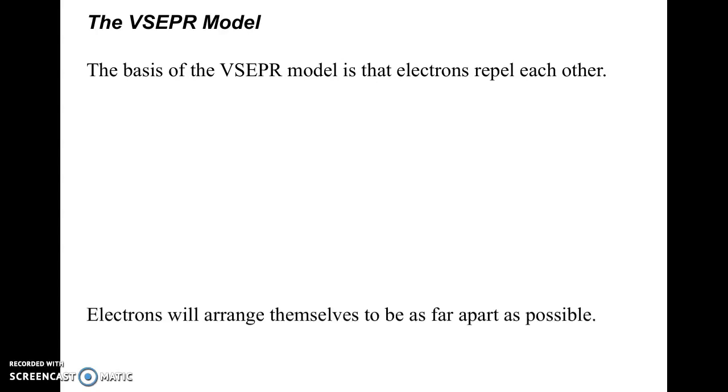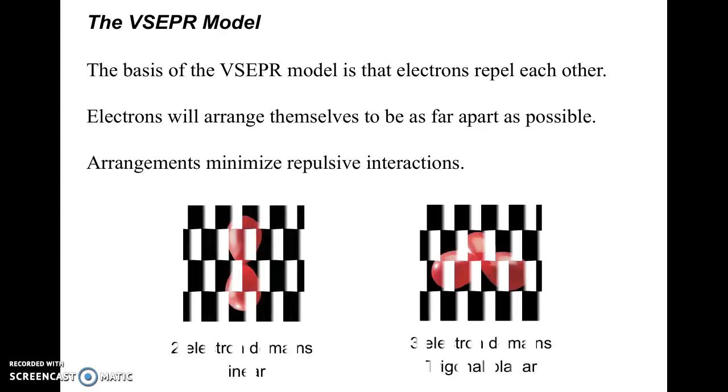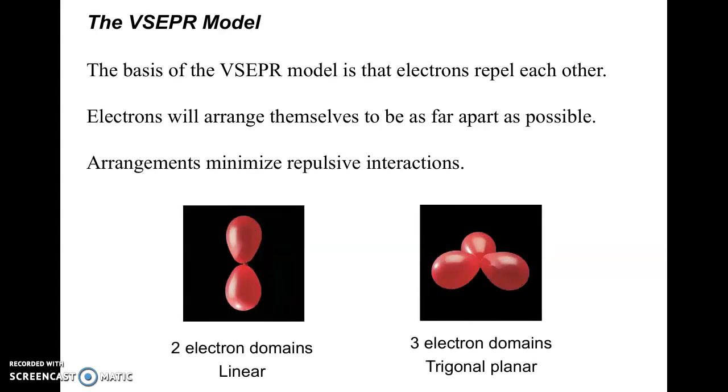And in the VSEPR model, the key is that electrons repel each other. Electrons are all negatively charged, and like charges repel. So the electrons in a molecule are going to arrange themselves so they can be as far away as they can from each other in order to minimize repulsive interactions. Remember, this includes lone pairs of electrons as well as the electrons that are in a bond. I have some pictures here that demonstrate this.